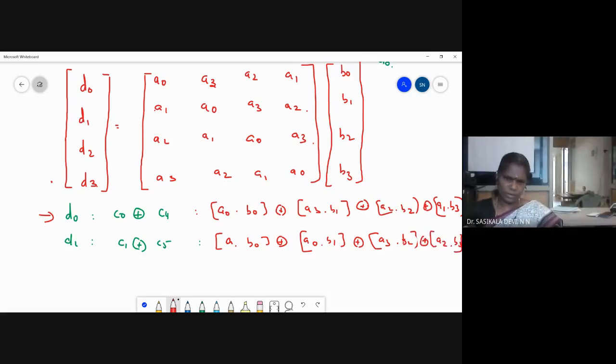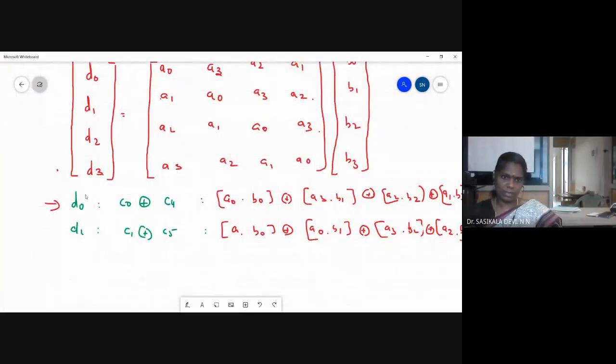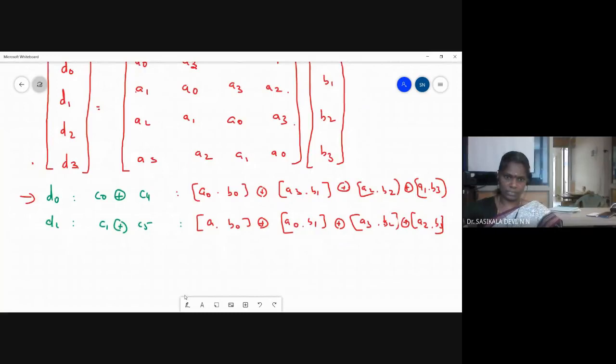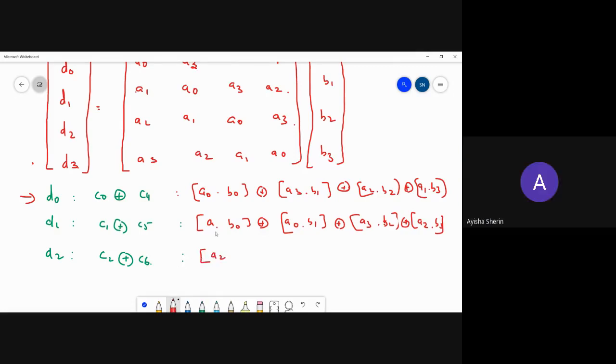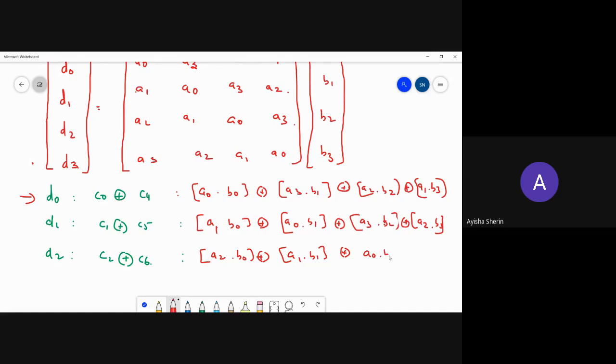Let's complete the remaining two, because sometimes you may get confusion. D2 is C2 XOR with C6. So D2 is the coefficient of x power 2. What is C2? A2, B0, XOR A1, B1, then XOR A0, B2, then A3, B3.